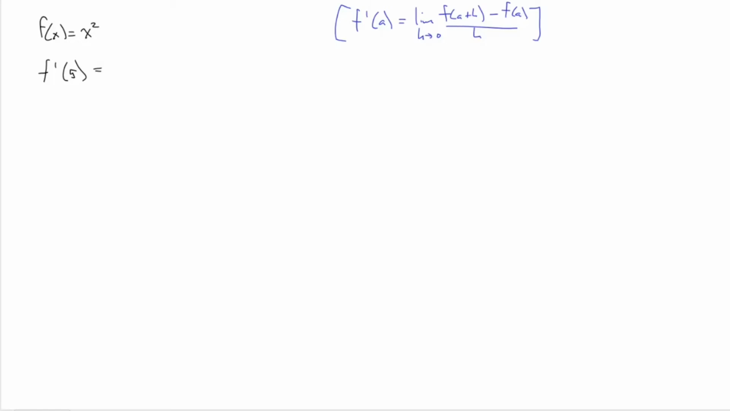F prime of a is the limit as h approaches 0 of f of a plus h minus f of a, all over h. So pause the video, take a moment or two, do this computation, and then we'll reconvene when you're ready.